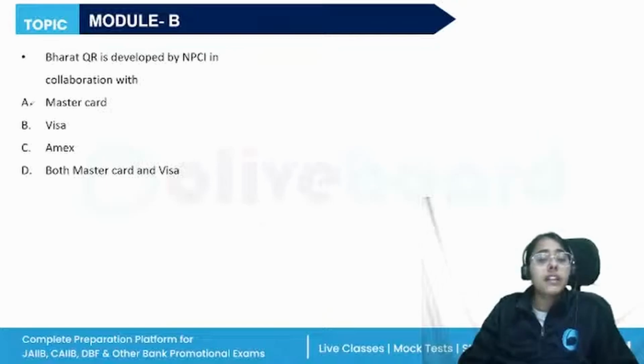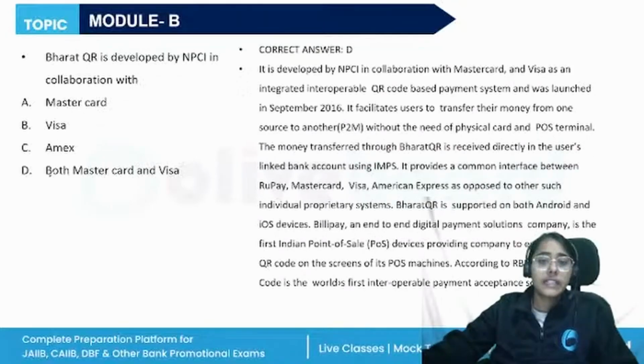Then we have the Bharat QR, which is a QR code based payment system. It is developed by NPCI. This is what the question is telling us. NPCI has developed the Bharat QR in collaboration with MasterCard, Visa, American Express, or both MasterCard and Visa? So the correct answer is option D.